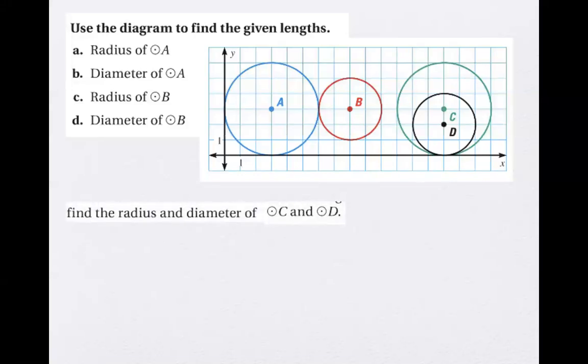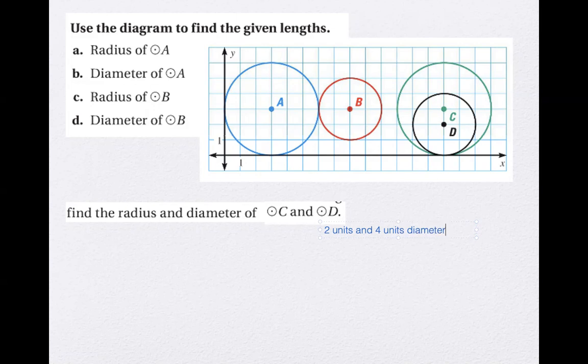Okay, find the radius and diameter of circle C and circle D. Circle D is simply sitting in circle C. Circle D is here, and it obviously ends at the black arc. So circle D would be 2 units for the radius and 4 units for diameter. 2 unit radius, 4 unit diameter.